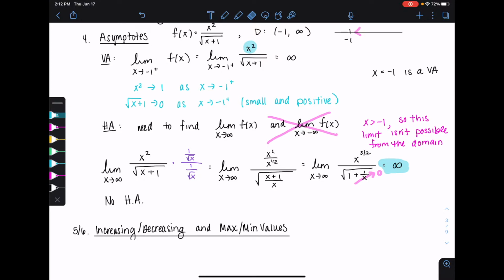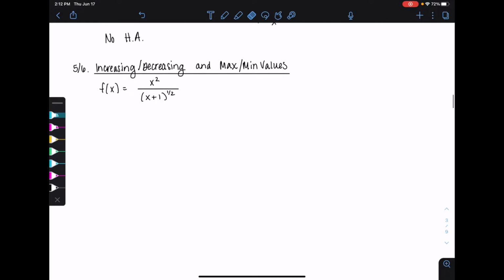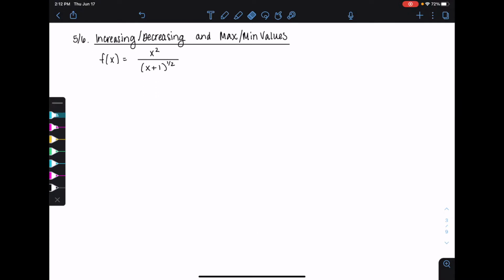Next, we go on to increasing and decreasing, and then that will tell us what our max and min values are. So we're working with this particular function. We need to go ahead, take a derivative, see where that derivative is positive or negative. So we're going to go through this relatively slowly. We've got to use our quotient rule.